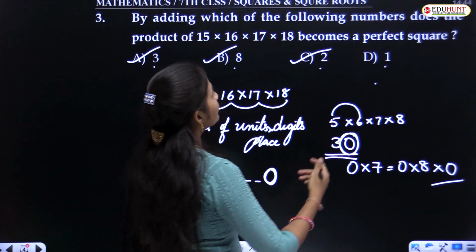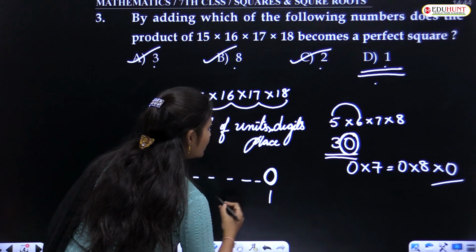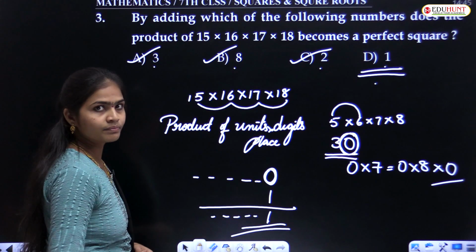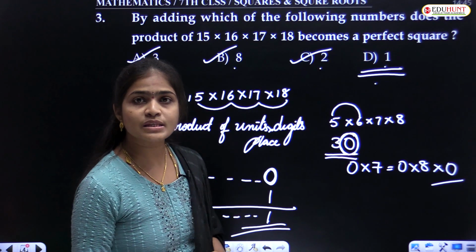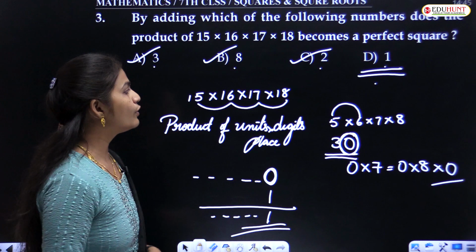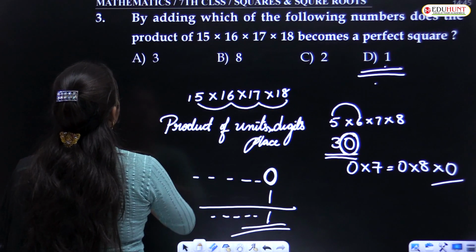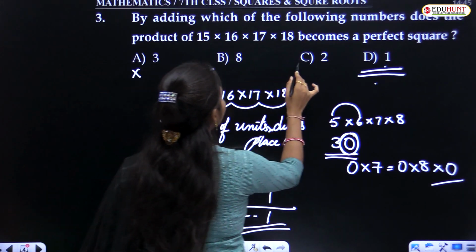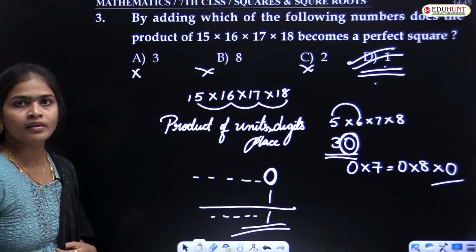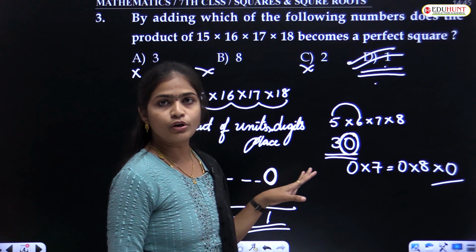7 is not there, so that is 8. Okay, so which option is there? Only 1 is there. So if you add 1 to this number, that number will end with 1. Perfect square ends with 1, no? So you can add the number that is 1. So these other options we can eliminate. So which option is correct? Option D is correct.